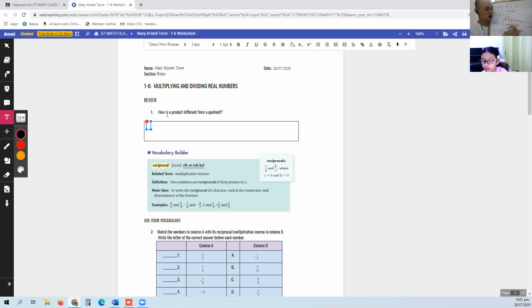Actually, people say it with the wrong pronunciation. It should be quotient, all right? Quotient, all right, Christelle? So you have, again, sum. Can you say it again? Sum. Difference. Product.